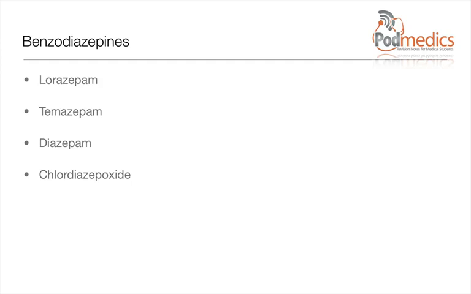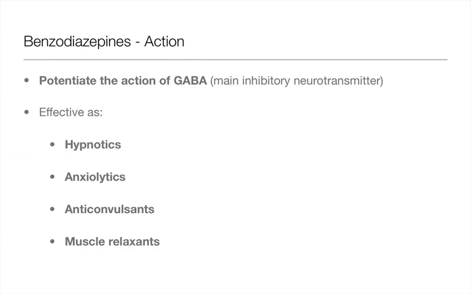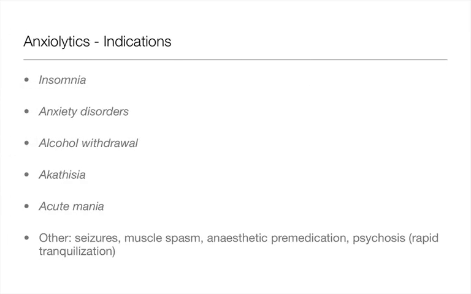Okay, and how do they work? The main action of benzodiazepines is to potentiate the action of GABA, which is the main inhibitory neurotransmitter in the brain. So how can you use them? So they can be used as anxiolytics, hypnotics, and also anticonvulsants and muscle relaxants. More specifically, they're used in things such as anxiety disorders, and I thought we'd talk about that first.